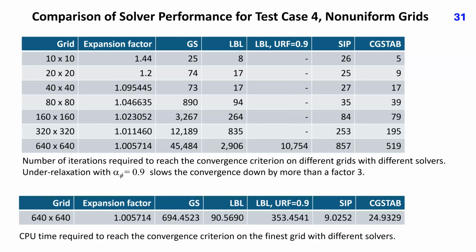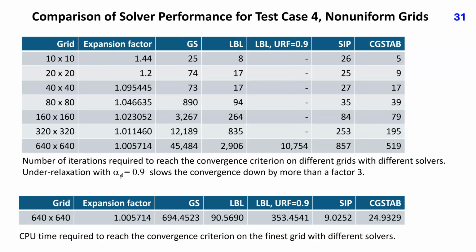This slide shows the same information as the previous one, only for non-uniform grids. The expansion factor in x direction is 1.44 on the coarsest grid, and on each finer grid it is the square root of the expansion factor on the next coarser grid. This ensures that every other grid line on the fine grid corresponds to a grid line on the next coarser grid. That is, 4 control volumes of the fine grid make 1 control volume of the coarser grid.